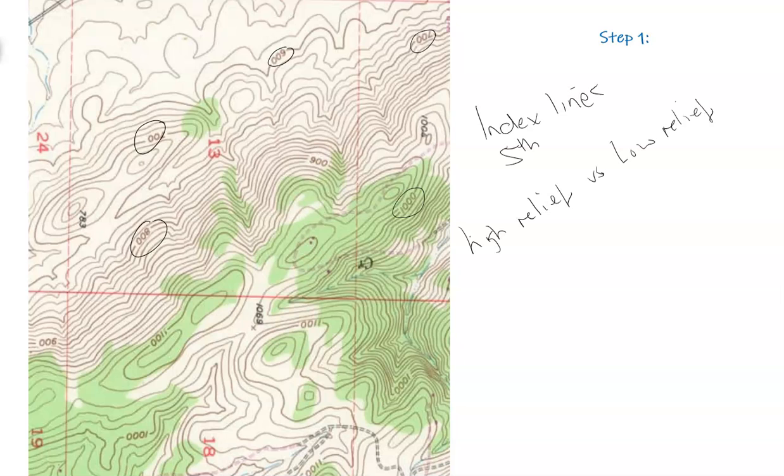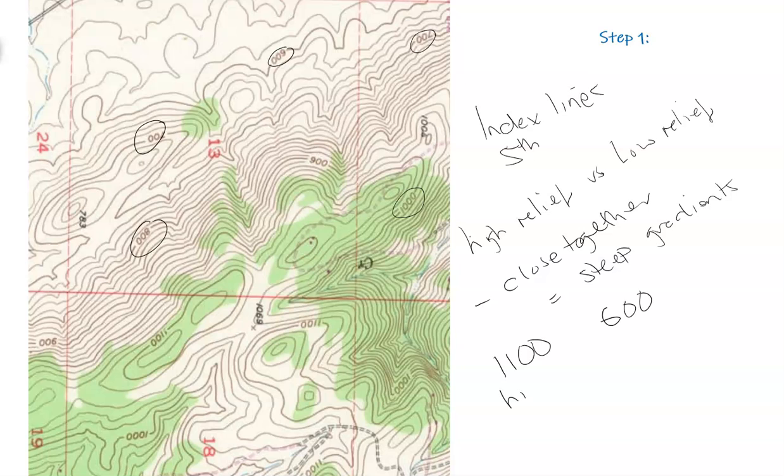But as we can see, the contour lines are very close together in much of the map. Therefore we have some steep gradients. And we have some valleys and some ridges. So the highest point on the map I can see, the index line is 1100, and the smallest index elevation listed is 600. So highest and lowest for the index.